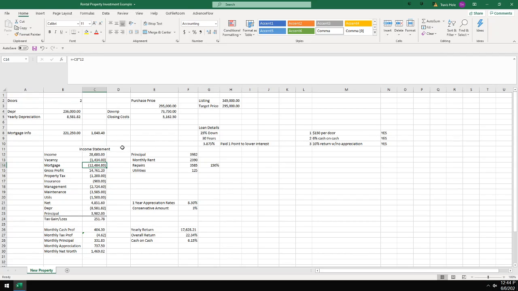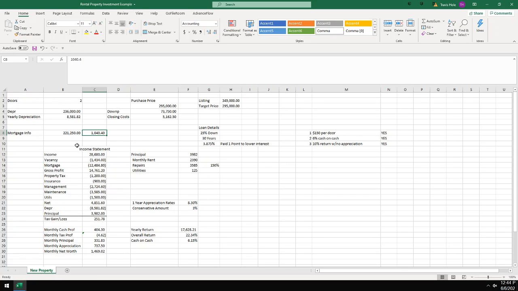And then the mortgage. Here's our mortgage payment, roughly $1,040. What you can do when you first have a property that you want to look at is search for an amortization calculator for a mortgage. There's plenty of calculators online, and you just put in your years, your percentage, and your amount, and it'll pop out your monthly payment.